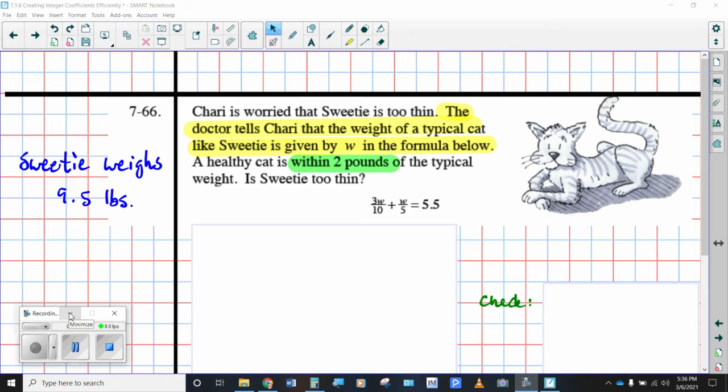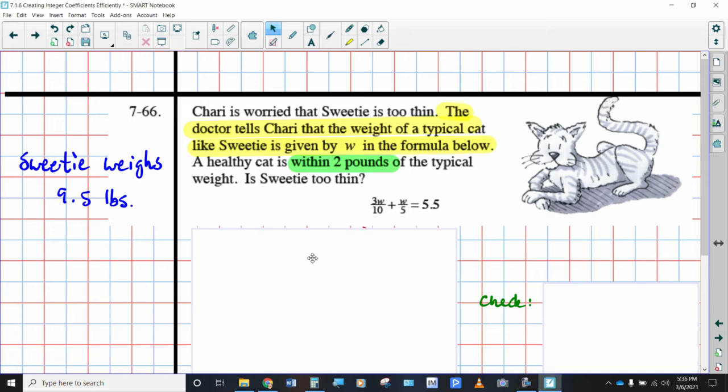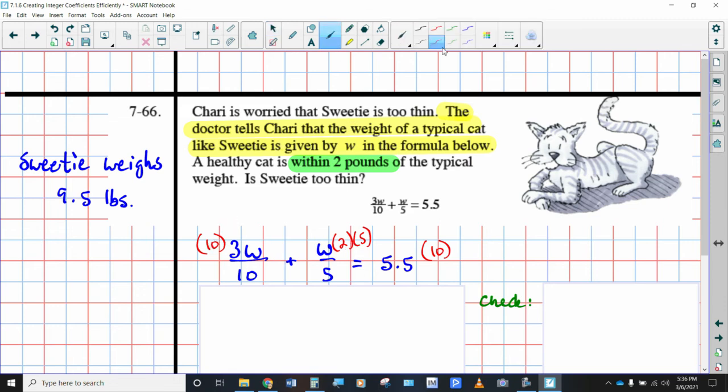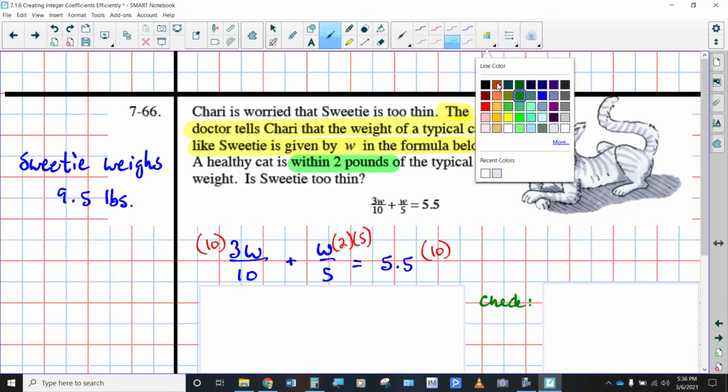Alrighty, let's see how you did. Did you determine that your multiplier was the number 10? That's what it should be. Now, I'm going to show you a slightly different approach. I like the fact that you're multiplying times 10, but I also like the idea of factoring the 10 out. So this 10 is going to cancel out with this 10.